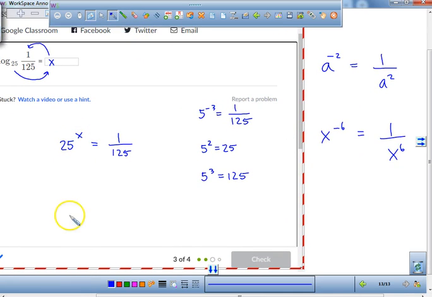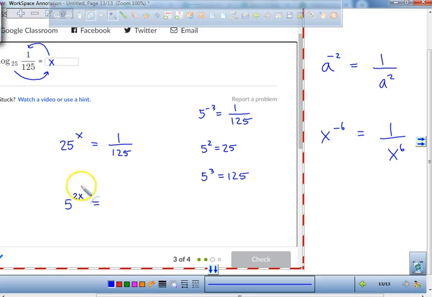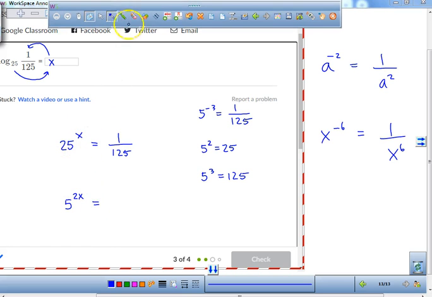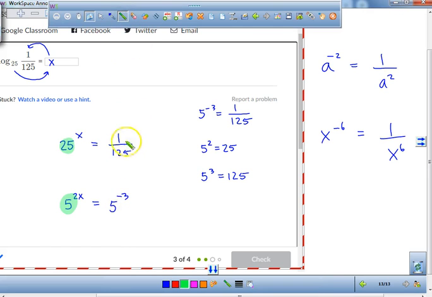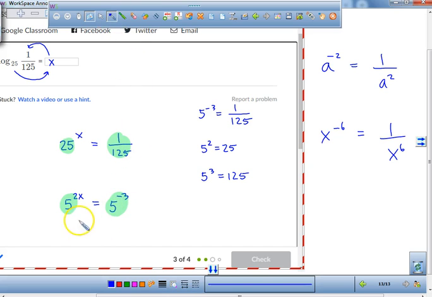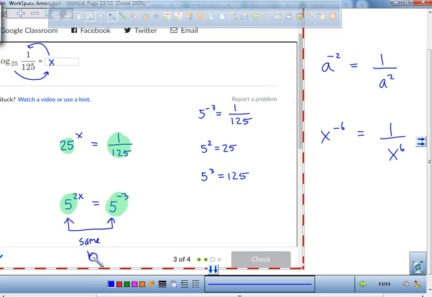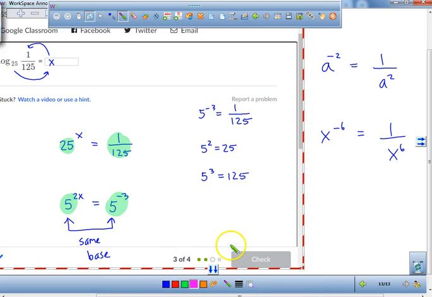So we're going to change 25 to the power of x to 5 squared to the power of x. We're just changing the 25 right here to 5 squared. And what am I going to change 1 over 125 to? 5 to the power of negative 3. Why am I having to do that? Because I have to get the same base.